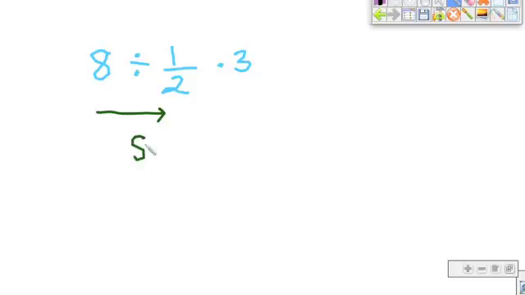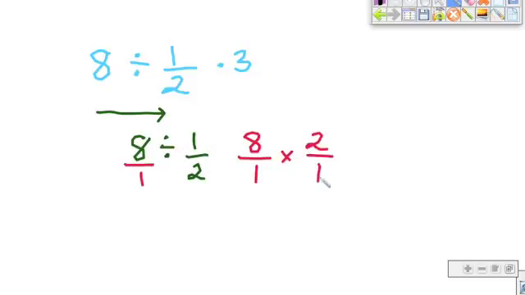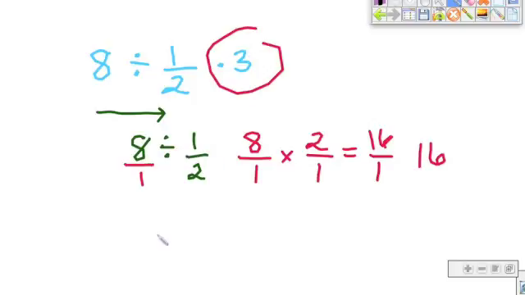So you're actually going to do 8 divided by 1/2. Well, if you remember, we have to take the reciprocal. So I'm going to go ahead and put this over 1 just so it looks like a fraction. You keep the first fraction, change the sign, and flip the second fraction. So we wind up getting 16 over 1, which is just 16. So now I have to incorporate that times 3. So I'm going to come over here and do 16 times 3, which will give me 48.